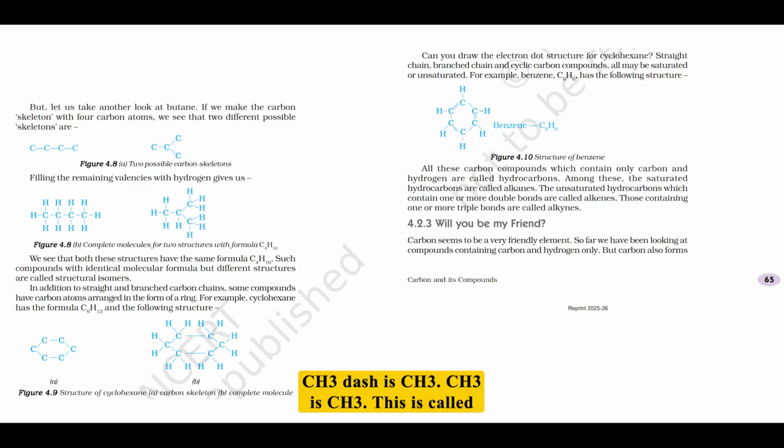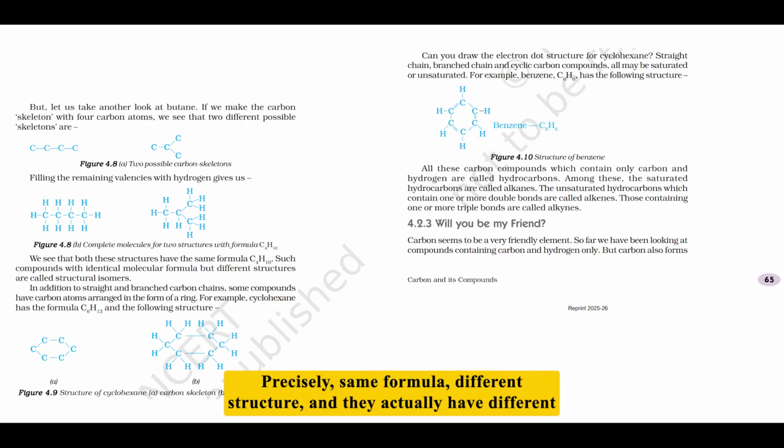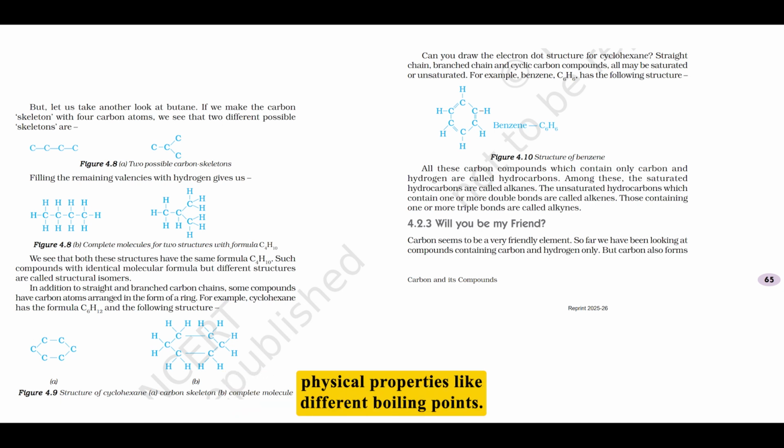CH3-CH(CH3)-CH3. This is called isobutane, or more systematically, 2-methylpropane. So both are C4H10, but the atoms are connected differently. Precisely. Same formula, different structure, and they actually have different physical properties, like different boiling points. Isomerism is a huge reason why there are so many carbon compounds. Branches create isomers. What about rings?